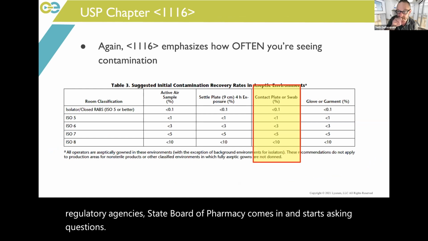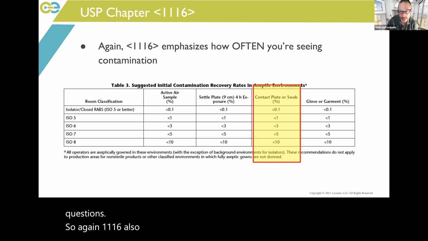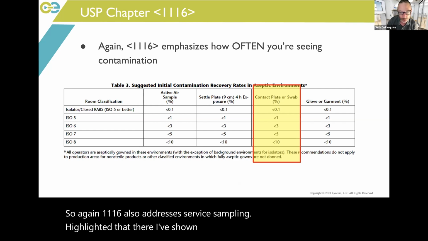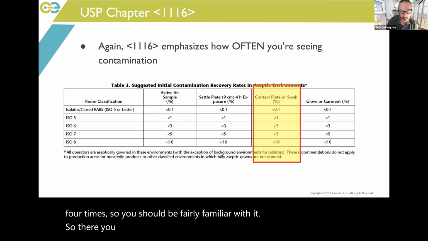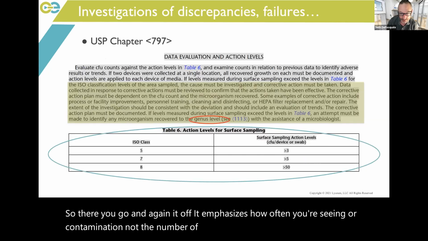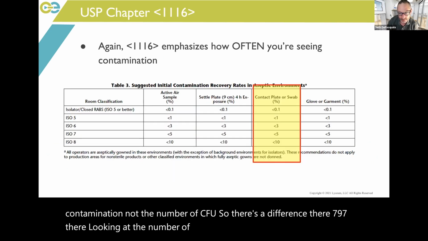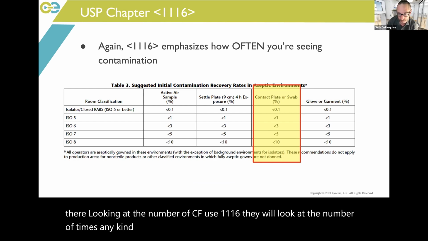So again, 1116 also addresses surface sampling, and I highlighted that there. I've shown this chart now, I think at least 3 or 4 times, so you should be fairly familiar with it. And again, it emphasizes how often you're seeing a contamination, not the number of CFU. So there's a difference there. 797, they're looking at the number of CFUs. 1116, they're looking at the number of times any kind of growth, regardless of the number of CFUs, is present.